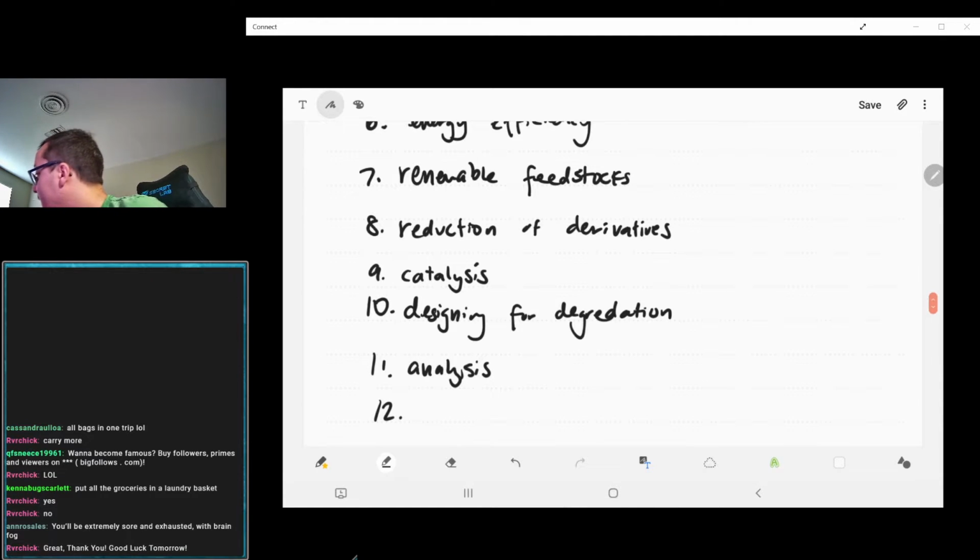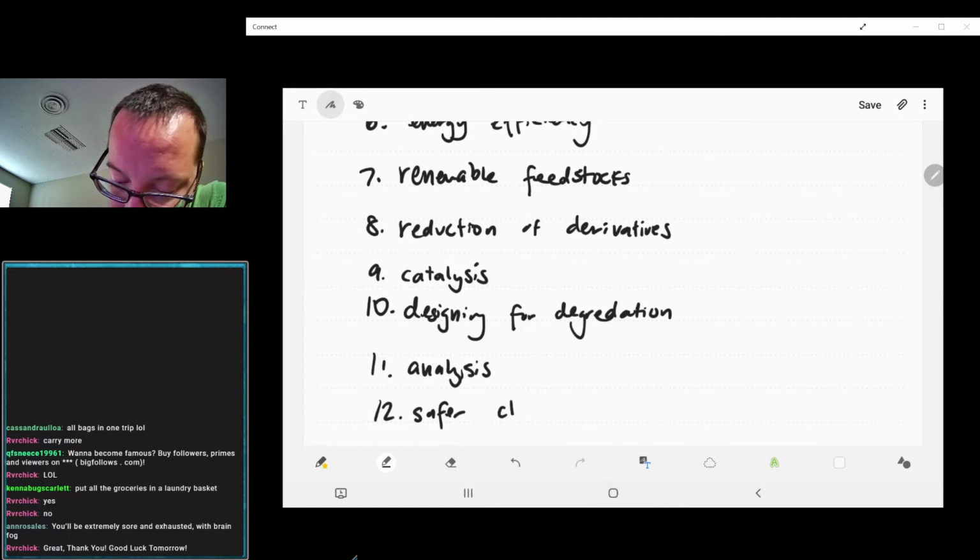And the last one is just safer chemistry in general. So, following safe practices, again, avoiding explosions, because that's going to release stuff into the environment. Not dumping things down the drain when they should be put into waste containers. So just safer chemistry in general.